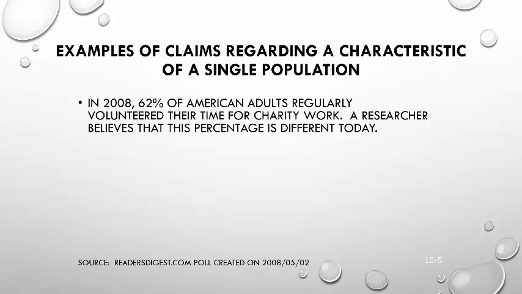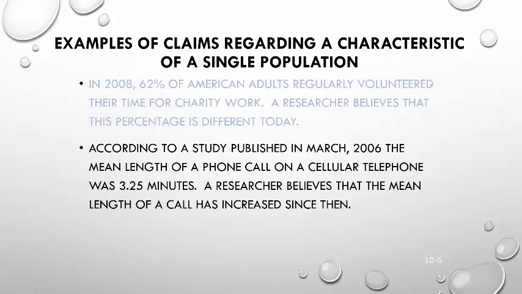Let me give you some examples of claims regarding a characteristic of a single population. In 2008, 62% of adult Americans regularly volunteered their time for charity. A researcher believes that the percentage is different today. This sentence here is the claim. In 2008 it was 62%, so that was a while ago. The researcher just believes that it's different, no longer 62%. Maybe it's gone up, maybe it's gone down, but that's the claim that we want to test, and that's what hypothesis testing is going to be about. We're going to test that claim, see if the researcher is correct.